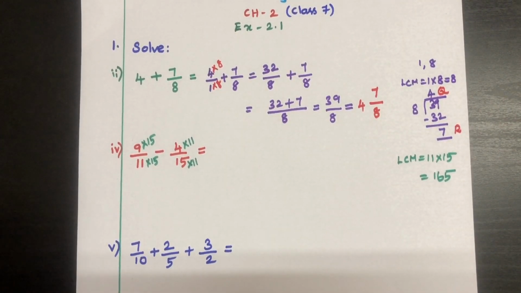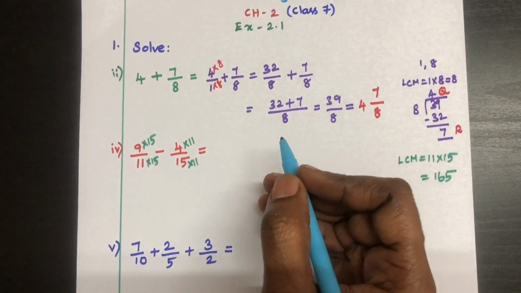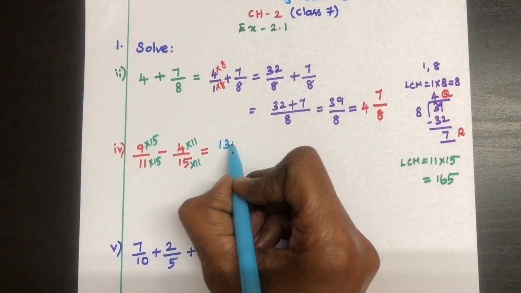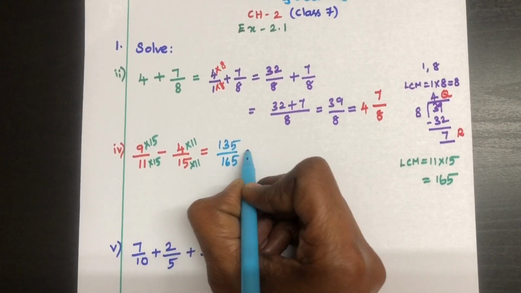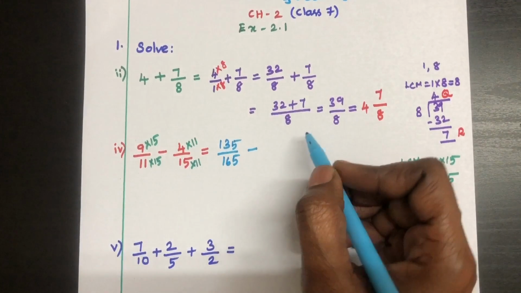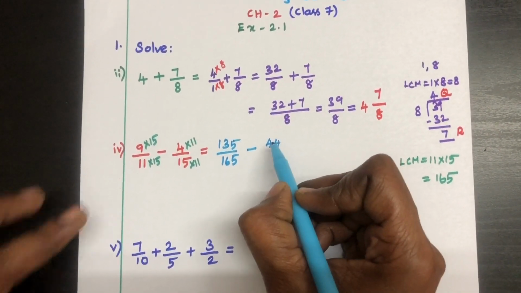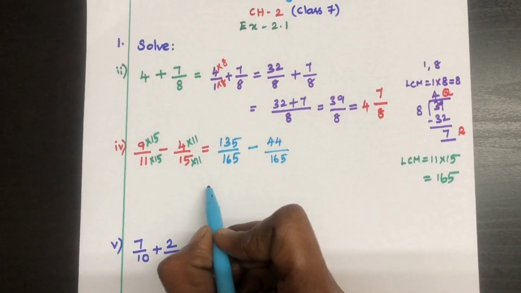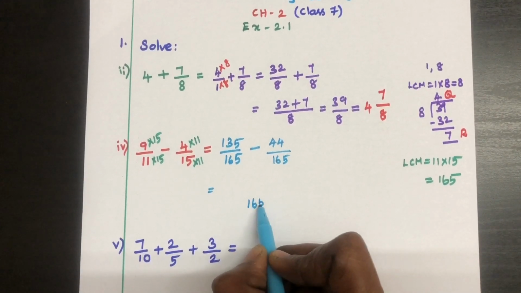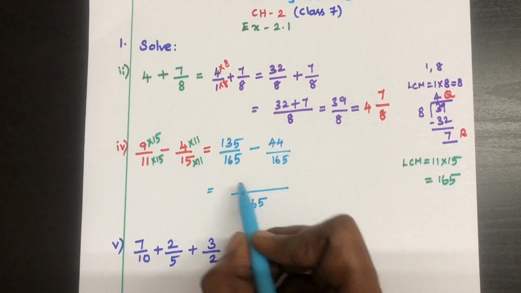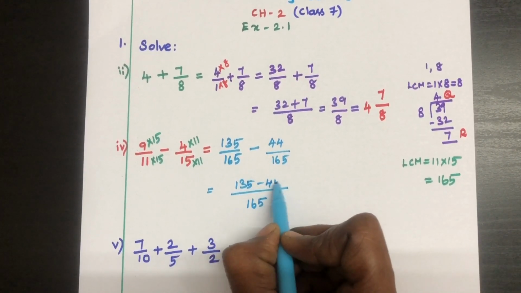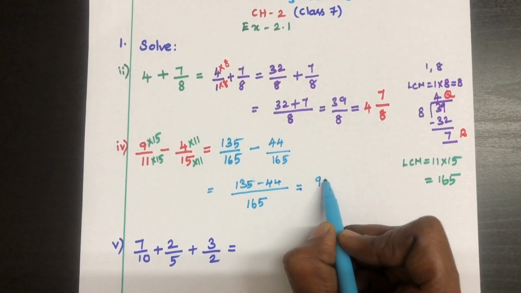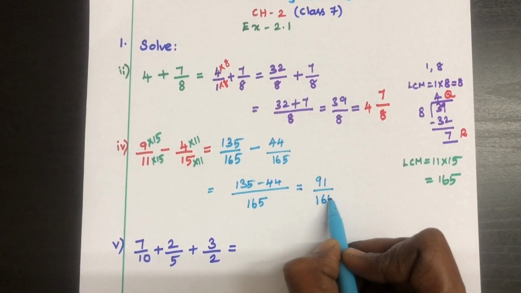Now, let's see how to do this. See here. 9 into 15 is equal to 135 divided by 165 minus 4 into 11 is 44, divided by 165. See, both the denominators are equal. So, we can have the common denominator 165. Now, we can easily subtract the numerators. 135 minus 44 is equal to 91 divided by 165.